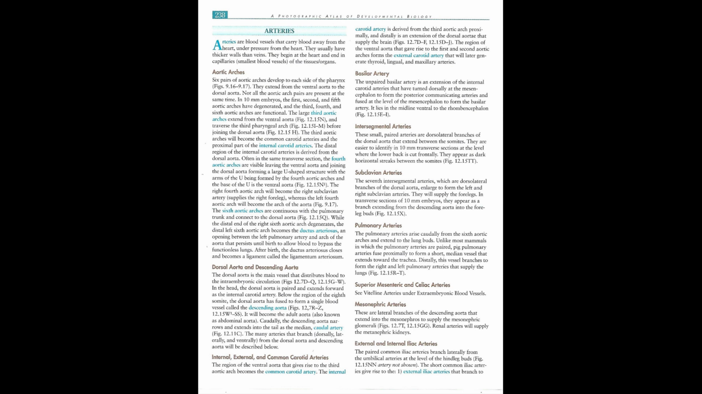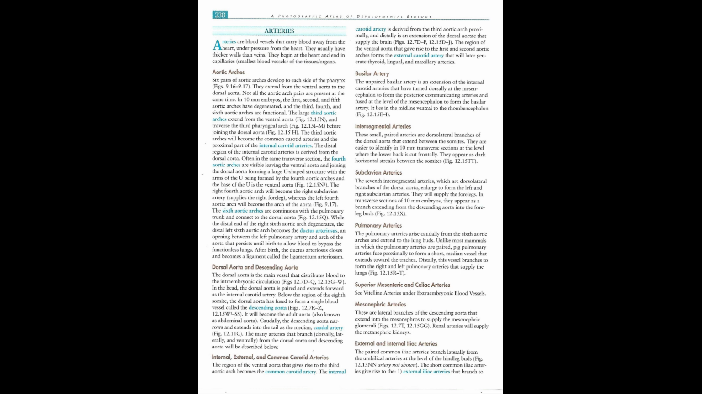Internal, external, and common carotid arteries. The region of the ventral aorta that gives rise to the third aortic arch becomes the common carotid artery. The internal carotid artery is derived from the third aortic arch proximally, and distally is an extension of the dorsal aorta that supplies the brain, Figs 12.7 DF, 12.15 DJ. The region of the ventral aorta that gave rise to the first and second aortic arches forms the external carotid artery that will later generate thyroid, lingual, and maxillary arteries.